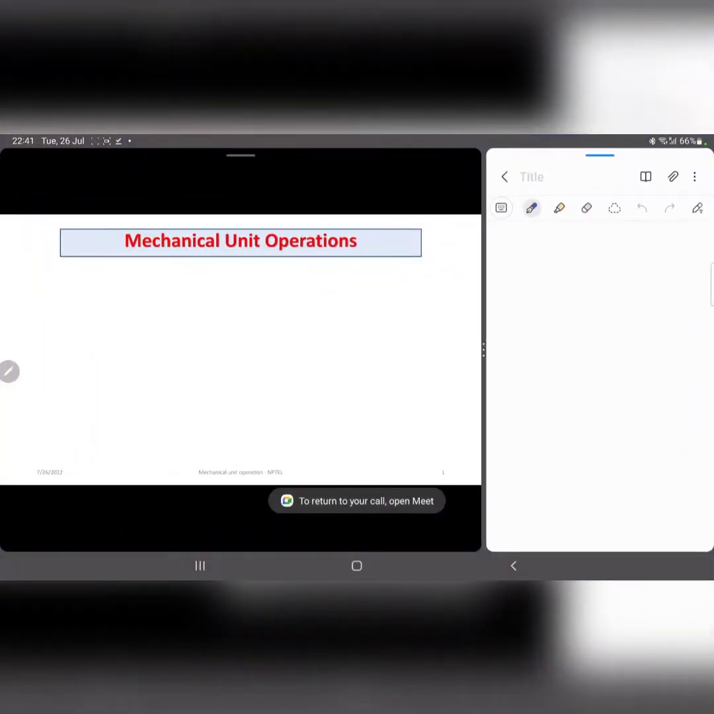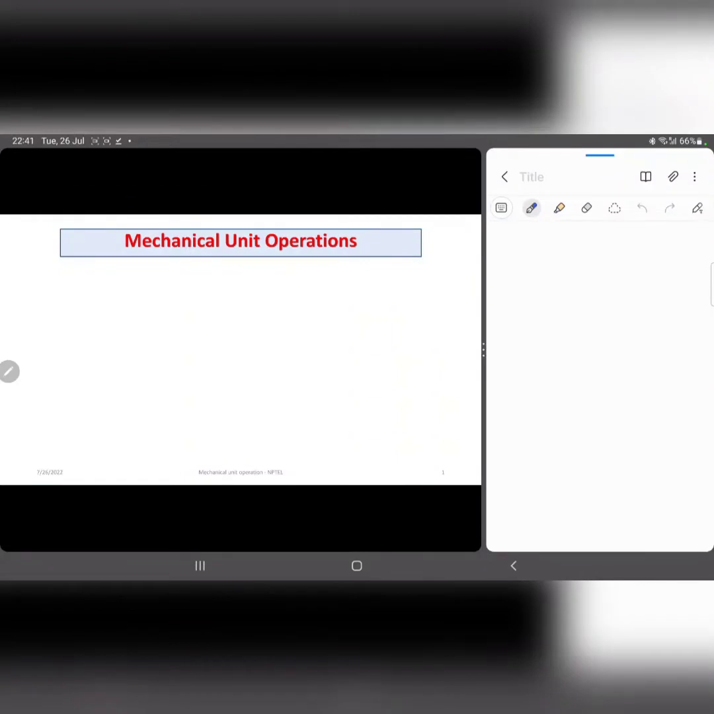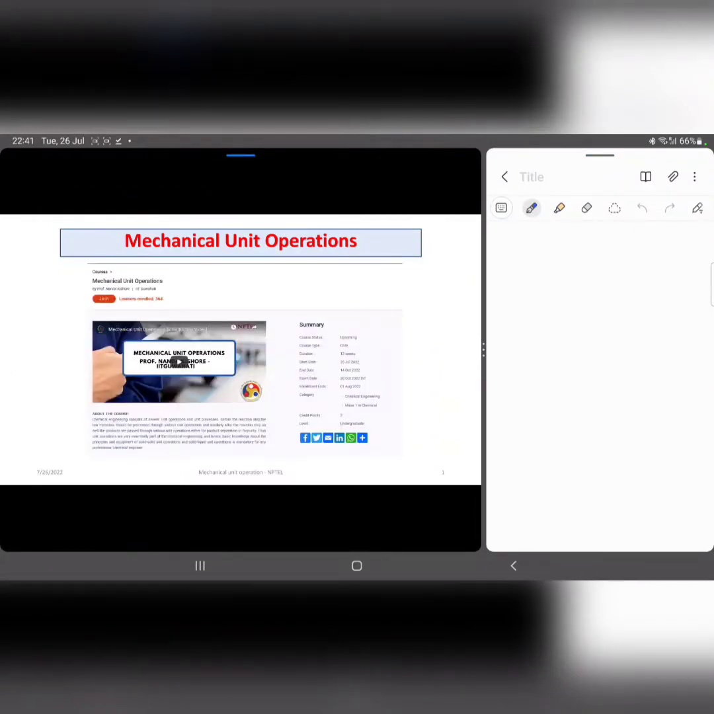So here we start with mechanical unit operation. You can see the screen, right? So this is the home page of this course. As you can see, mechanical unit operation by Professor Nanda Kishore. The course duration is 12 weeks. The start date of the course is 25th of July 2022 and the end date is 14 October 2022. The exam of this course will be conducted on 30 October 2022.